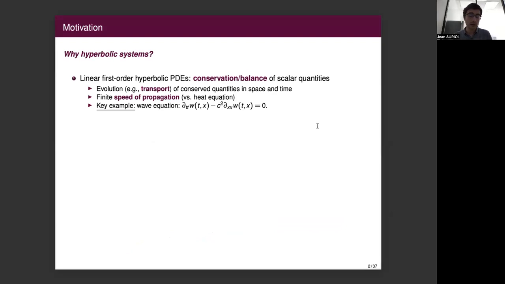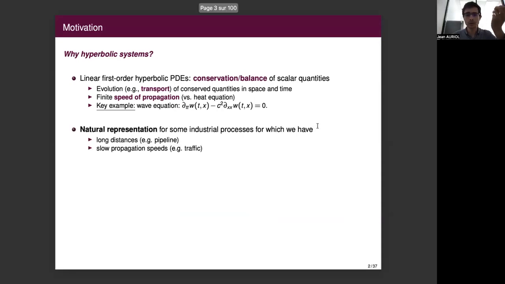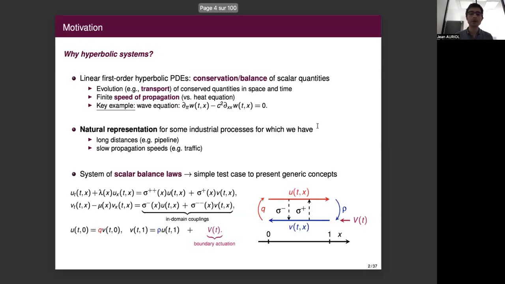So why do I like studying PDEs and hyperbolic systems? It's because they naturally appear when you want to model systems of conservation or balance laws, when you have the evolution of some conserved quantities in space and time with finite speed of propagation. The most common example is the wave equation, where you can directly see this propagation phenomenon. This kind of equation is a natural representation for a lot of industrial processes with long distances, for instance pipelines, drilling devices, or slow propagation speeds in traffic networks.